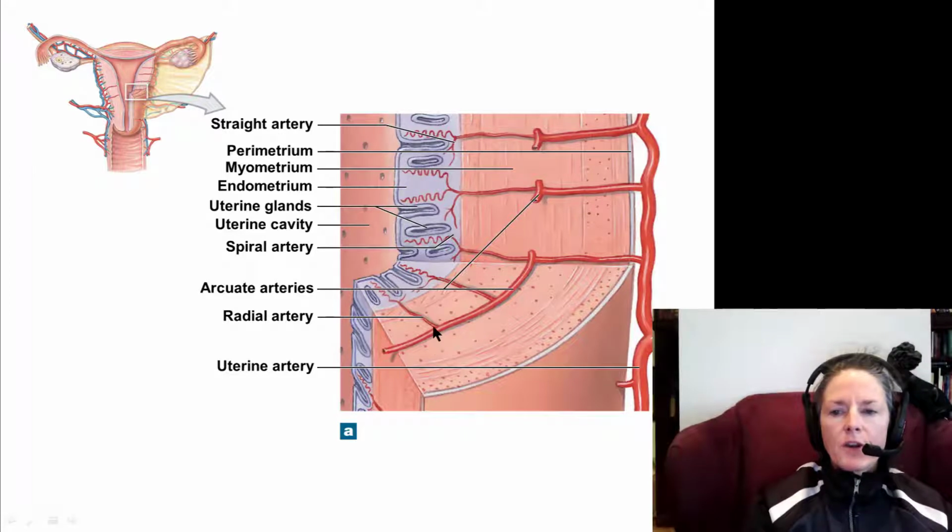Then we're going to have a radial artery, so named because it radiates from the arcuate artery, and then we're going to have these spiral arteries that will supply the actual endometrium, and these are the things that will sort of degenerate and slough off at the end of the uterine cycle.